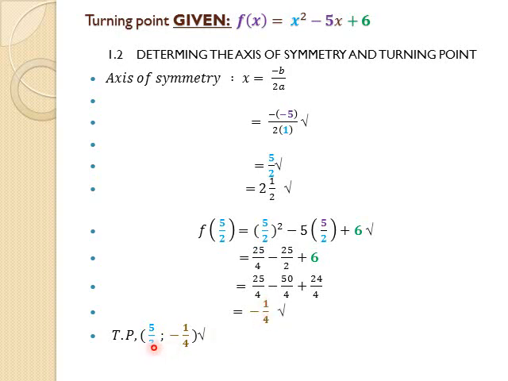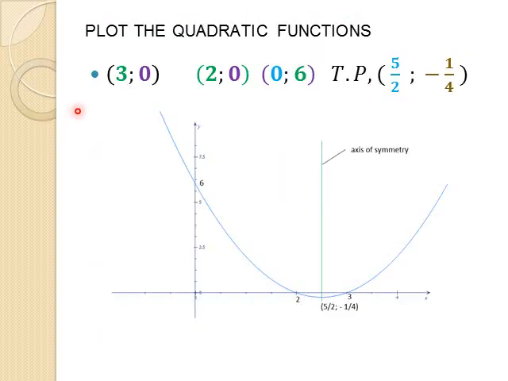So my turning point, and all parabolas must have a turning point, is 5 over 2 and negative a quarter. Right? So once we have the x, y-intercepts and the turning point, we are able to plot the function. So next question, can we plot the quadratic function? So 3 and 0, they have plotted 3 and 0. 2 and 0, they have plotted 2 and 0. 0 and 6 is the y-intercept, so thereby 0 and 6.